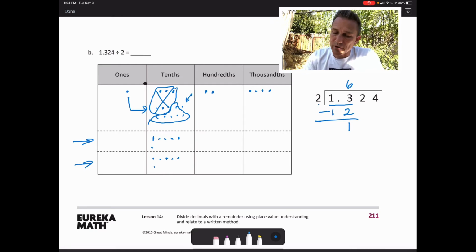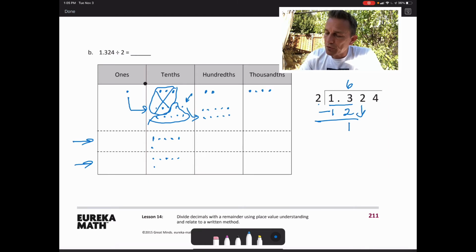I'm going to convert that 1 into hundredths. And now you can see I have a total of 12 hundredths. So I could split 12 hundredths 2 ways, and each group can get 6.